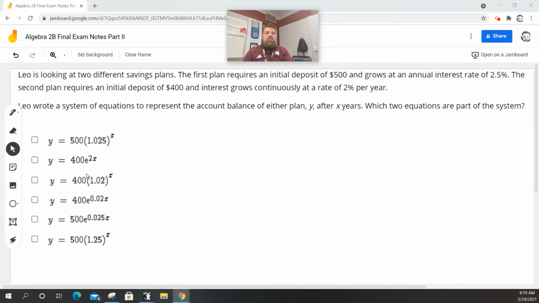So it says here Leo is looking at two different savings plans. The first plan has an initial deposit of 500, and grows at an annual interest rate of 0.25. So let's write that out. Well, that would be y equals the initial condition, which is 500, times 1 plus the growth rate. It's a growth rate because it grows, so that's why we use a plus sign here.